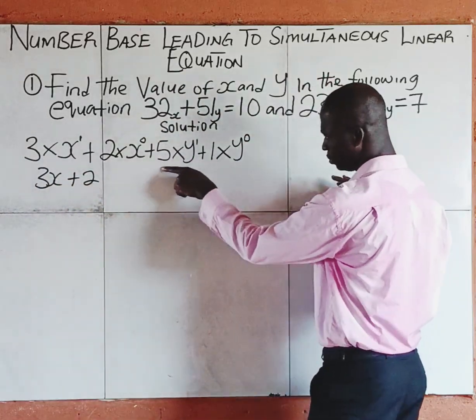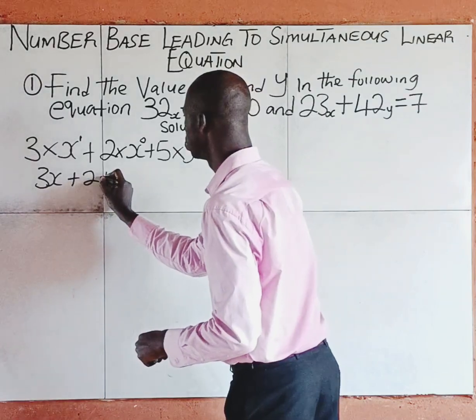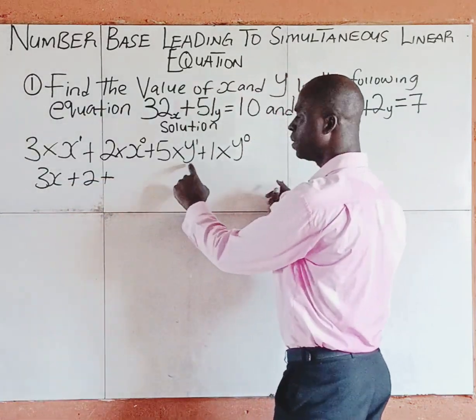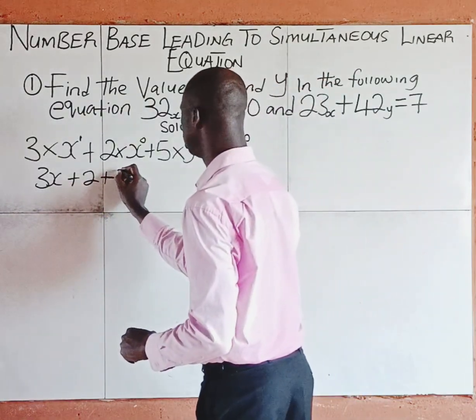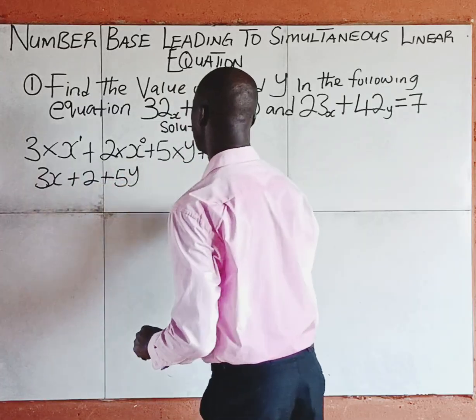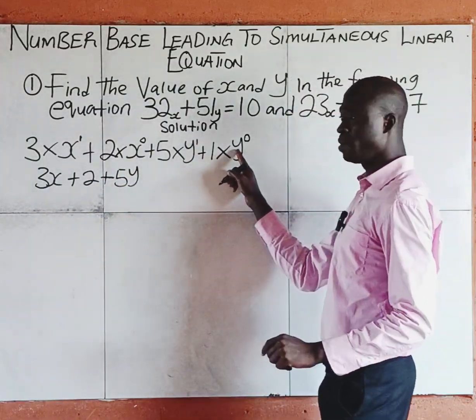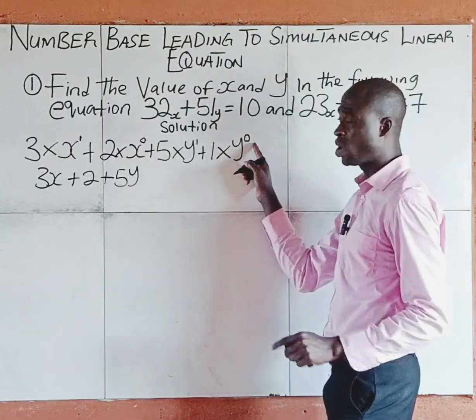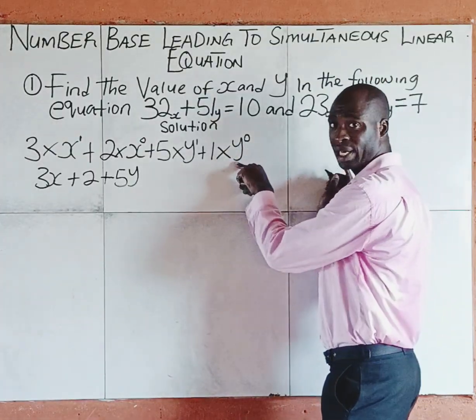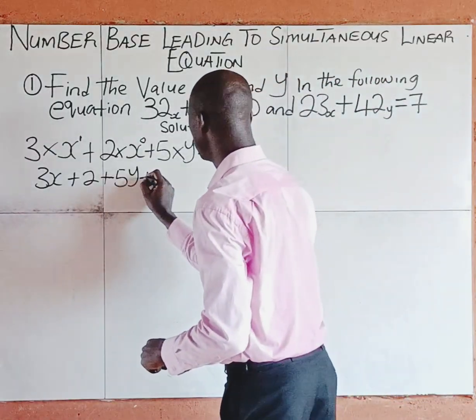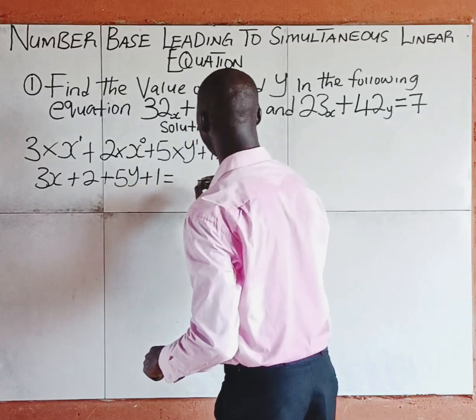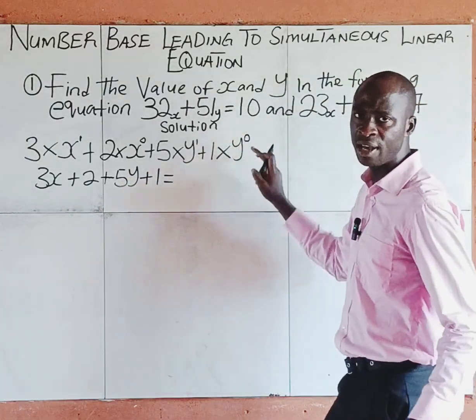We are coming right here. Plus 5 multiplied by y. Just remove the multiplication sign. It gives you 5y. You can see the way we are clearly solving it. Then we are coming right here. Now, remember again, anything raised to the power of 0 is 1. Here becomes 1 times 1. So 1 times 1 will still give me what? 1. Equal to, now, can you see we are having 10 here?